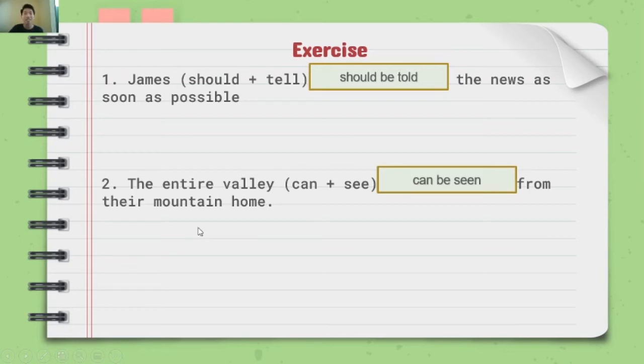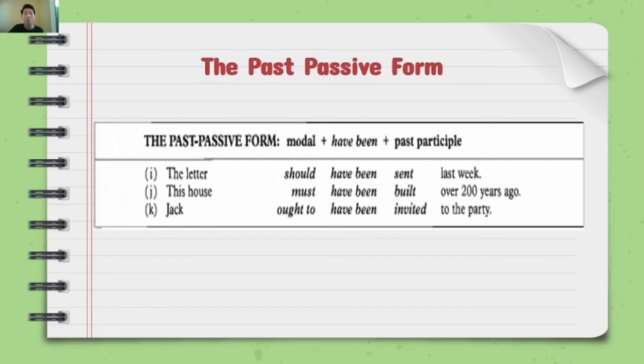Next we discuss the past passive forms. In the past passive form, the events begin in the past until now. We can look at adverbs of time like last week, over 200 years ago, and others. The form is modal plus have been plus past participle. Modals like should, must, or ought to, and others, plus have been plus past participle, or verb 3.